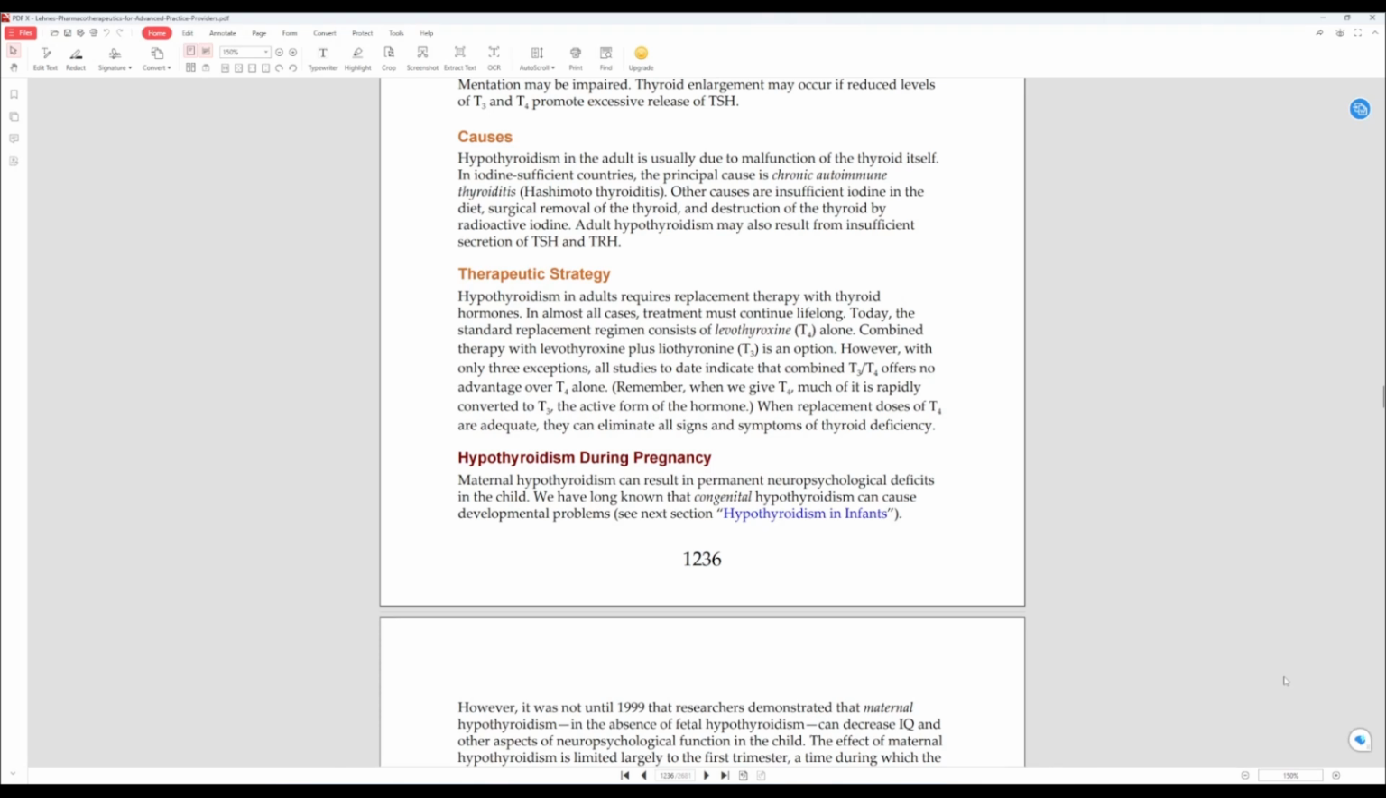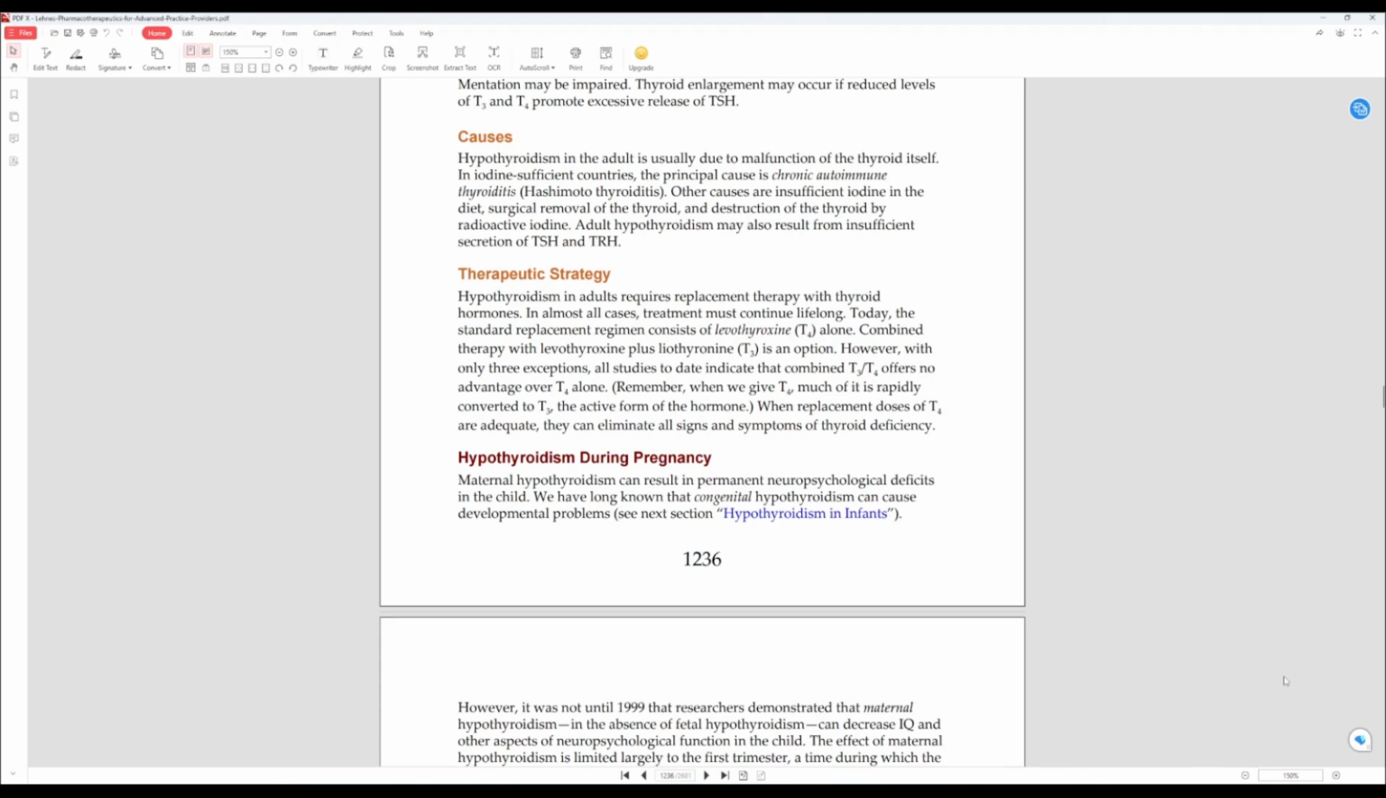Adult hypothyroidism may also result from insufficient secretion of TSH and TRH. So, the therapeutic strategy for hypothyroidism in adults requires replacement therapy with thyroid hormones. In almost all cases, treatment must continue lifelong. Today, the standard replacement regimen consists of levothyroxine, T4 alone.